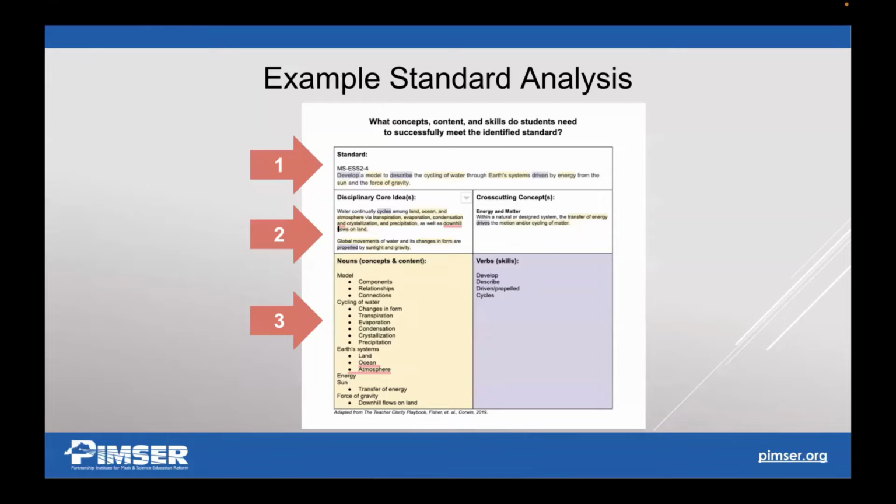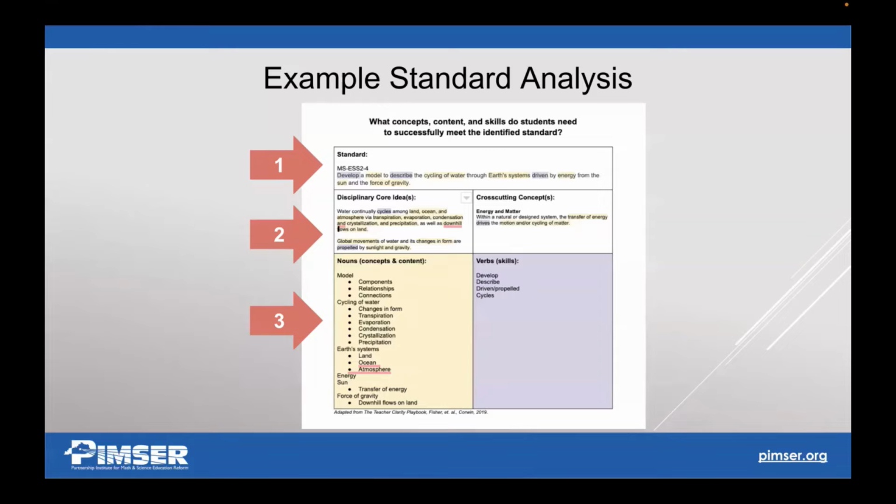As I'm looking at these nouns, I notice that this idea of a model comes up. Some of the language around developing a model would be making sure that you could identify those components. What are the relationships between the components? And then what are the connections with those components and other systems, perhaps? I also see this idea of cycling comes up, and words that go along with that that I want students to be able to use because it's a more precise way to communicate their understanding would be changes in form, transpiration, evaporation, condensation, crystallization, and precipitation. So as I'm helping them think about this idea of conservation of matter and matter cycling, those would be some of the terms that I'd want the students to develop the use of.